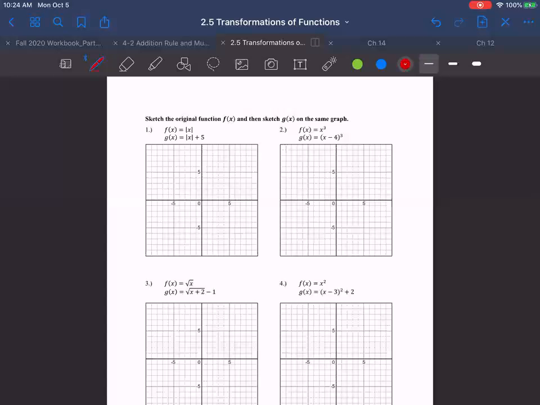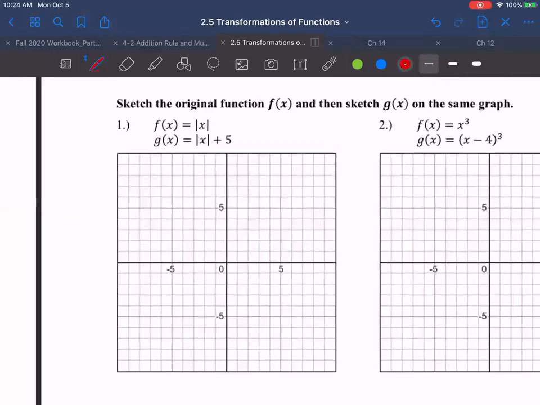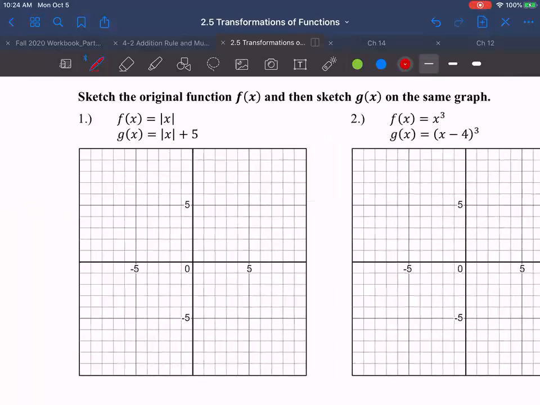All right, so here we have some examples and we're going to go ahead and try them. Now, this works for any of those graphs we did on that first page. It doesn't just have to be that x squared we were just doing. So let's take a look at this one.